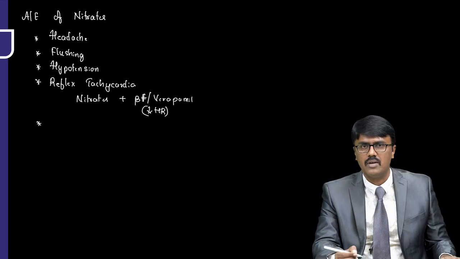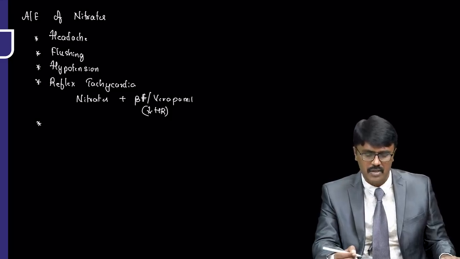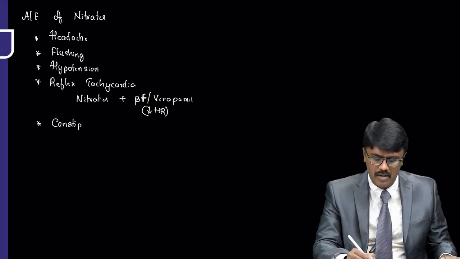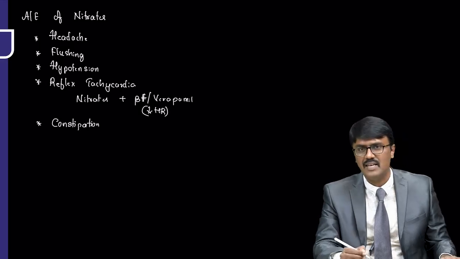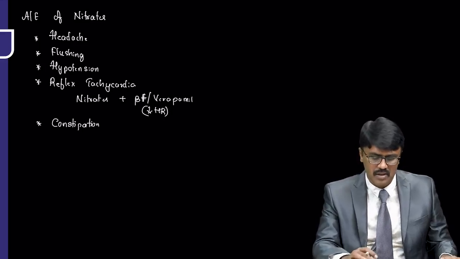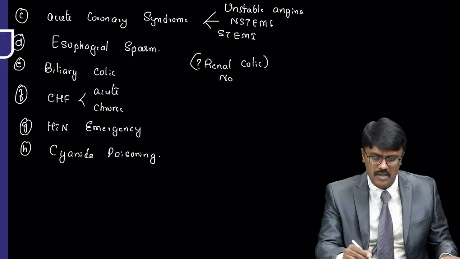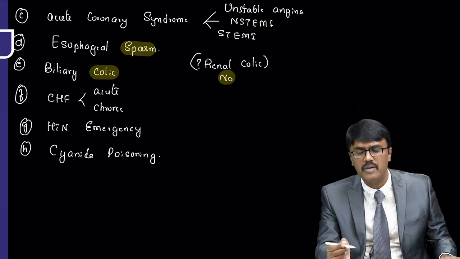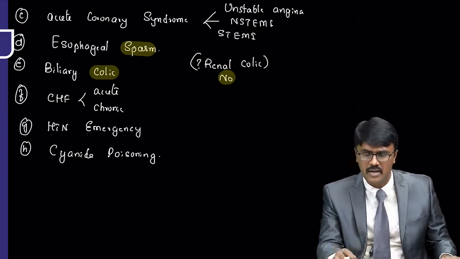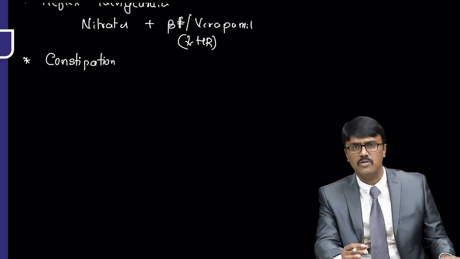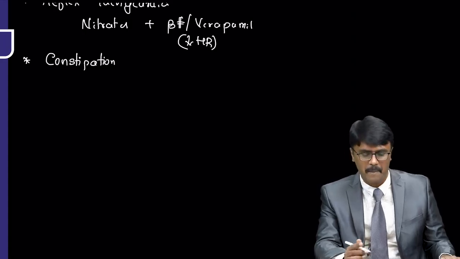Another important aspect we see, besides headache, flushing, hypotension and reflex tachycardia, is constipation. Now, can you tell me why they cause constipation? Because they are smooth muscle relaxants. That is the reason we used them in esophageal spasm and biliary colic. But they are not shown to be effective in renal colic, that's why we didn't use it. And since they are smooth muscle relaxants, they can decrease the motility of the small intestine and cause constipation.